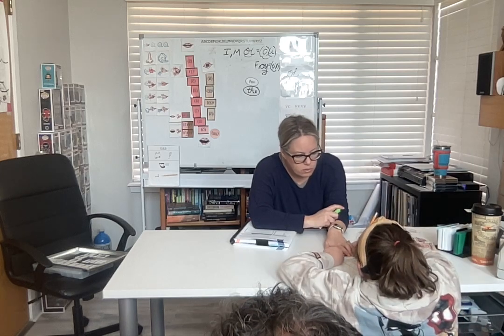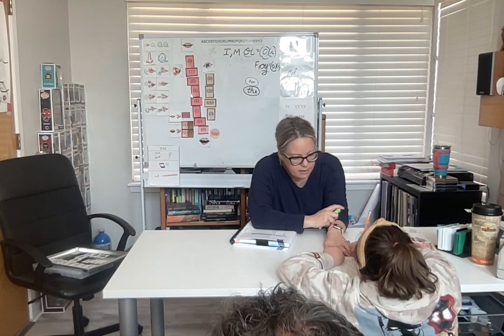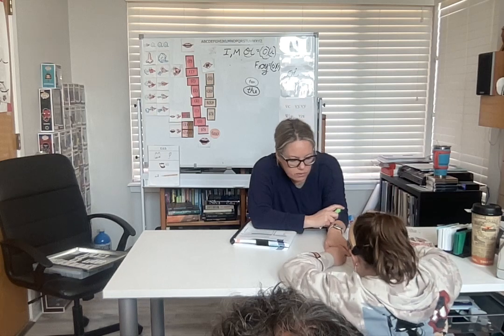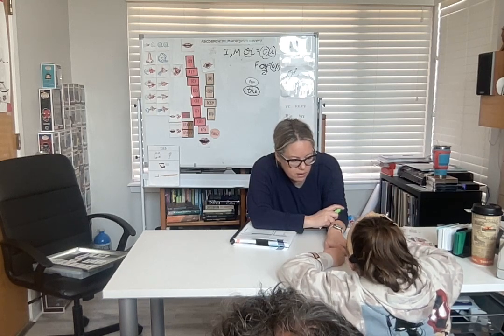A vowel in a closed syllable is short. Underline. Circle. Underline. I want to hear you saying it a little bit more, please. Underline. A vowel in a closed syllable. Circle. Okay, and then go down to number 8.